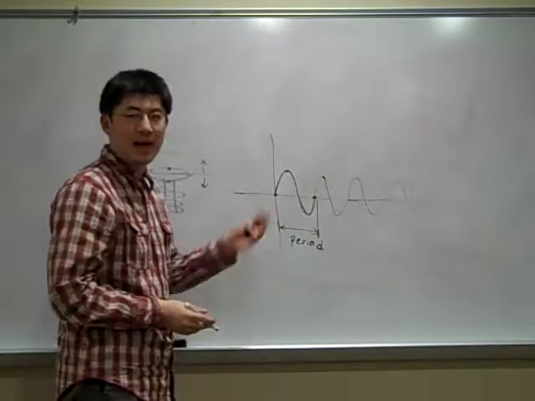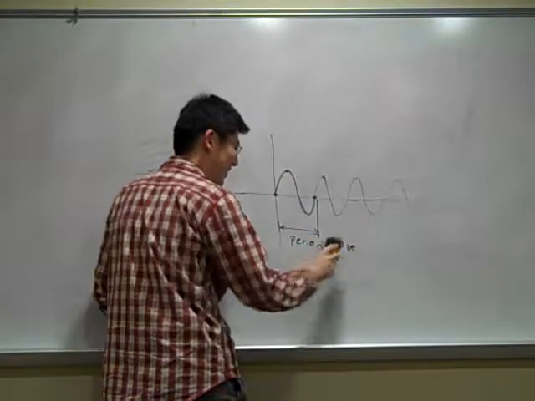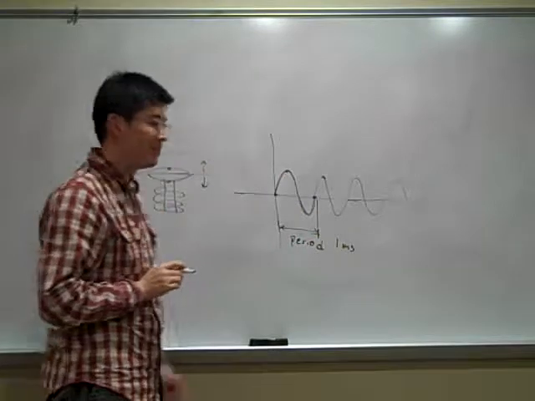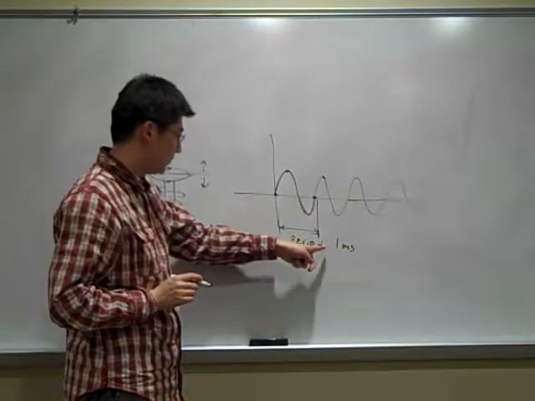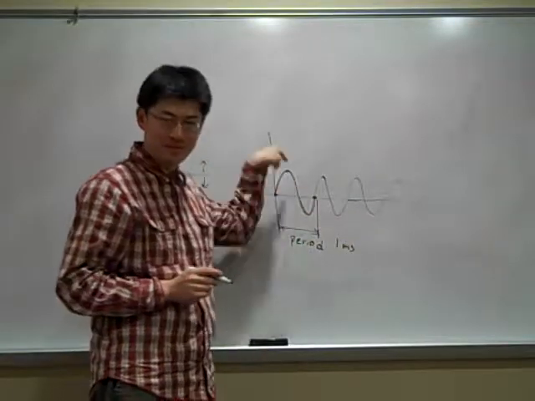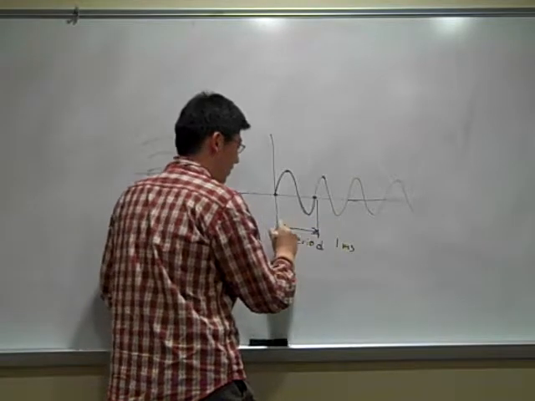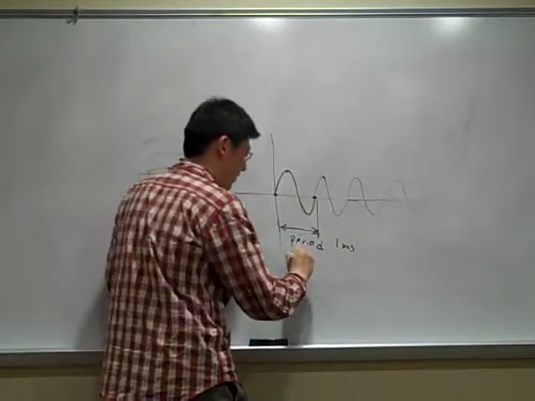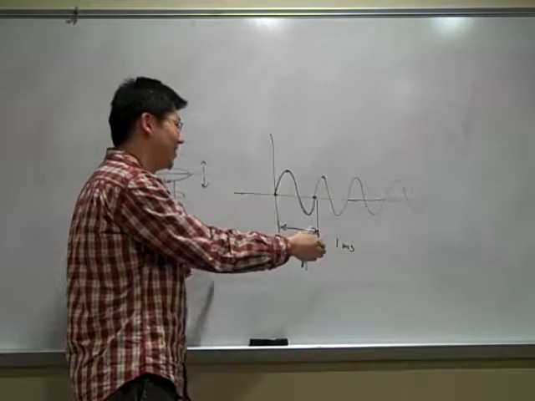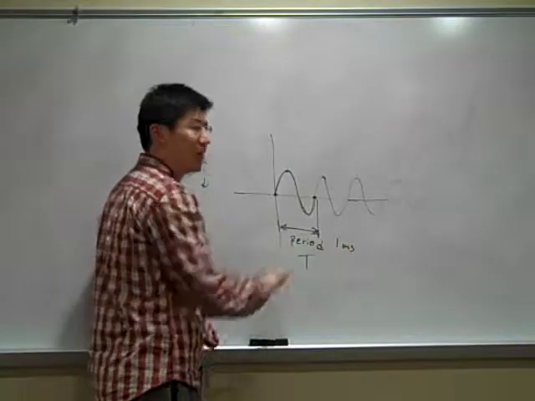Let's say it's 10 seconds, or actually 10 seconds is quite long, so let's say 1 millisecond. That means in 1 second we're going to get 1,000 of these up-down pairs. This is called the period, and in mathematical notation it's normally denoted by T. Why is it T? Because it's the length of time, a fixed length of time. So this is called the period of a wave.